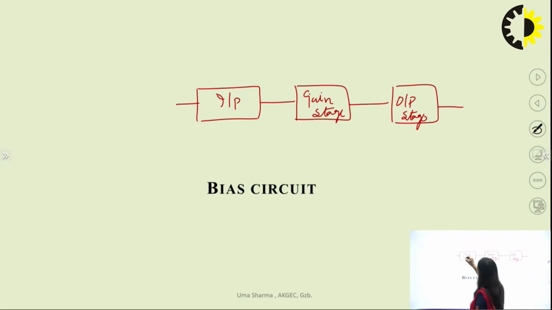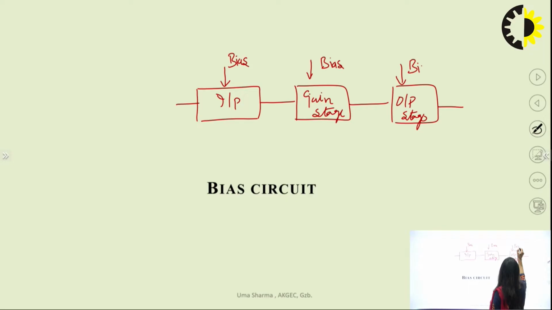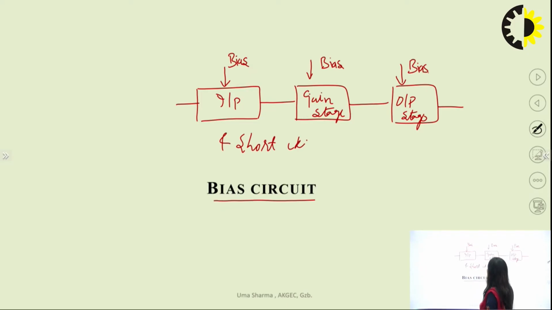So we need some circuit to provide biasing to this input stage, biasing of this gain stage, and biasing of this output stage. So that's why we have to understand what is the function of this biasing circuit. So we have divided the complete circuit diagram, which contains 24 transistors, 11 resistors and 1 capacitor, into 5 parts: input, gain and output, then bias circuit and short circuit protection circuit.